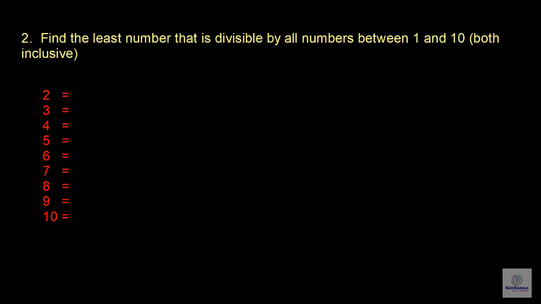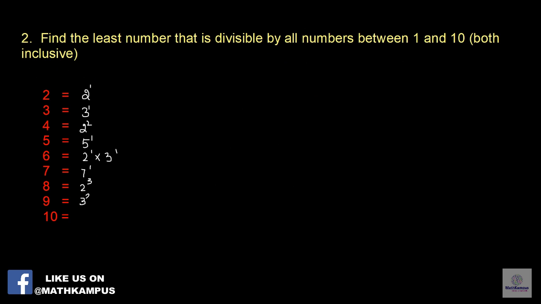2's prime factor is 2 power 1. 3's prime factor is 3 power 1. 4 can be expressed as 2 square. 5 can be expressed as 5 power 1. 6 can be expressed as 2 power 1 into 3 power 1. 7 can be written as 7 power 1. 8 is 2 cube. 9 is 3 square. 10 can be written as 2 power 1 into 5 power 1.